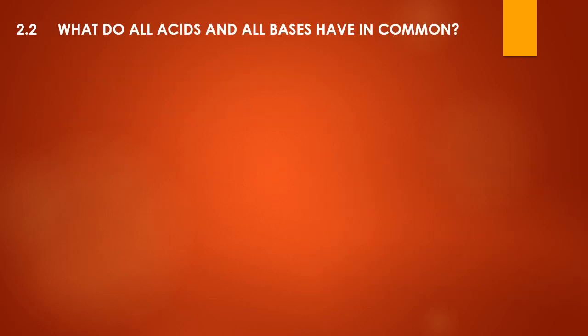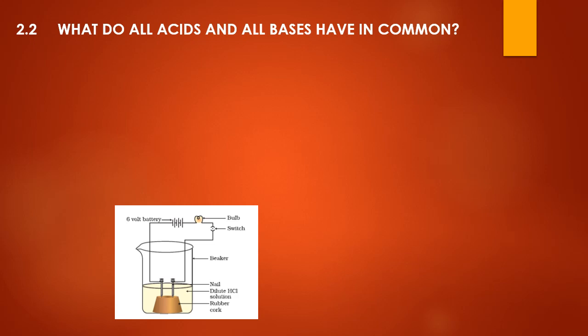What do all acids and all bases have in common? Let us see. This is an arrangement of the experiment that shows us what all acids and all bases have in common. What is done in the experiment? We have taken acid filled in a beaker, and two nails are arranged on a cork and connected with a wire. The wire is connected with a switch and then to the bulb.